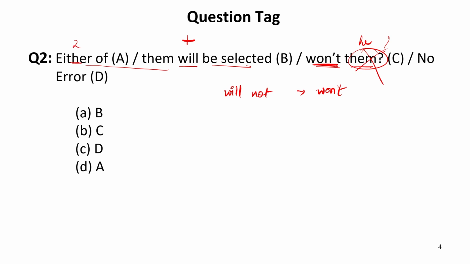Now, we know well that error is in part C. Error is contained in part C. And this part C is given in option B. Therefore, our answer is B.